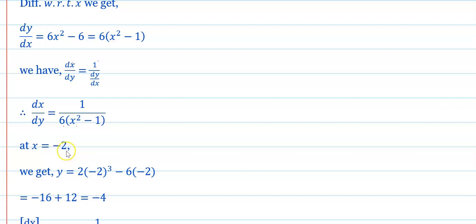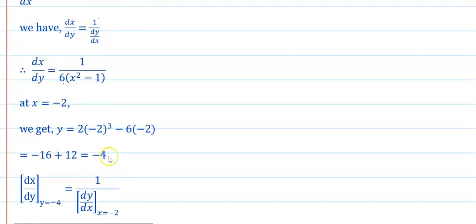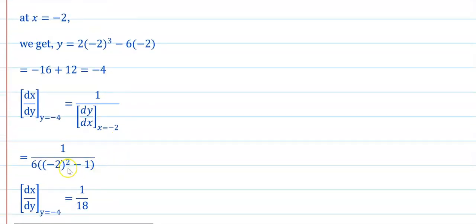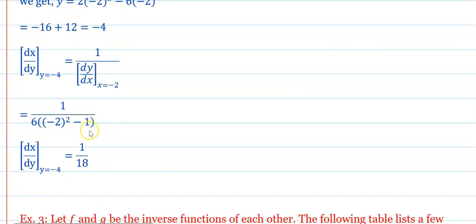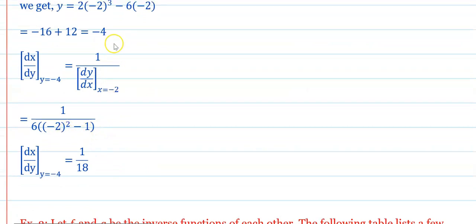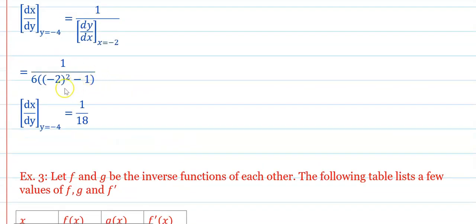if we substitute x is equals to minus 2, then what about its y? Y is minus 4. It doesn't require, but we will directly substitute the value of this x. x is equals to minus 2. Even if we don't find the value of y, it works. Therefore 1 upon 6 in bracket minus 2 bracket square minus 1. Minus 2 square is 4. 4 minus 1 is 3. 3 into 6 is 18, and hence dx upon dy at y is equals to minus 4 is equals to 1 upon 18.